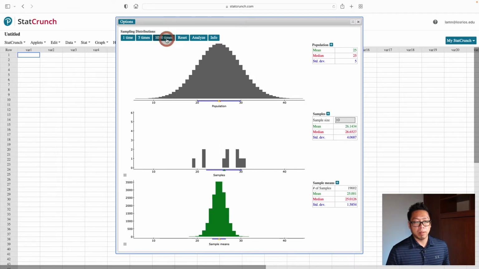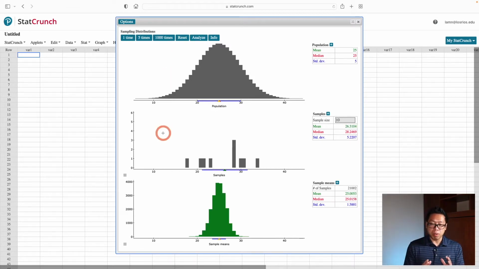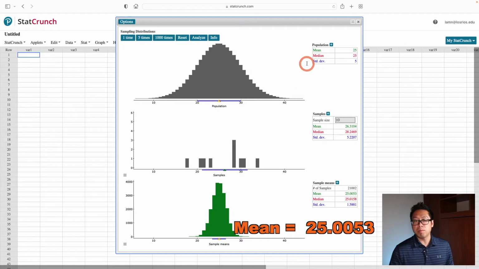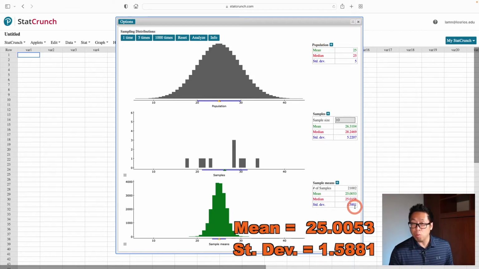Notice that the picture got even more narrow. The mean, 25.0053, so still roughly 25, still roughly the same as the original. Standard deviation, 1.5881. So standard deviation got even smaller. With sample size of 5, it was around 2 something. Now with a sample size of 10, it got even smaller, to 1.5881.